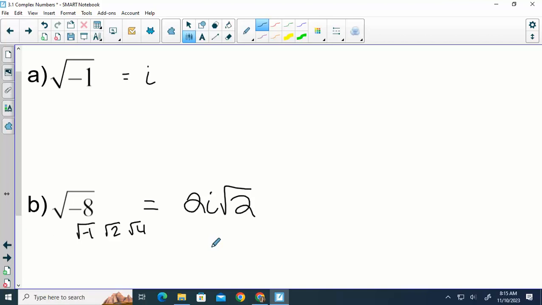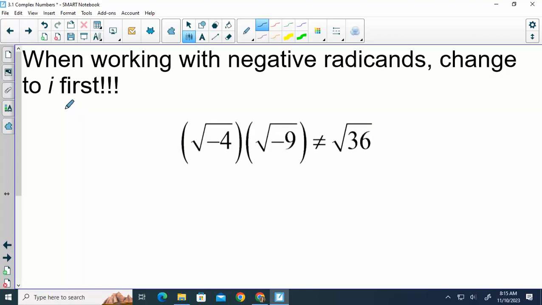If we are multiplying with these, we have to take out the i before we multiply them together. Okay, if I said the square root of negative 9 times the square root of negative 4, that does not equal 36. When we say the square root of negative 4, what's that equal to? 2i. What's the square root of negative 9? So when you multiply those, you get 6i squared. But what is i squared?